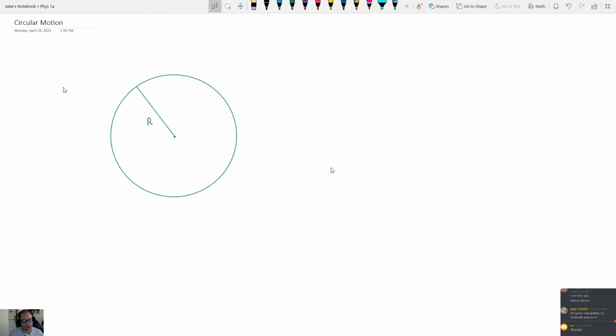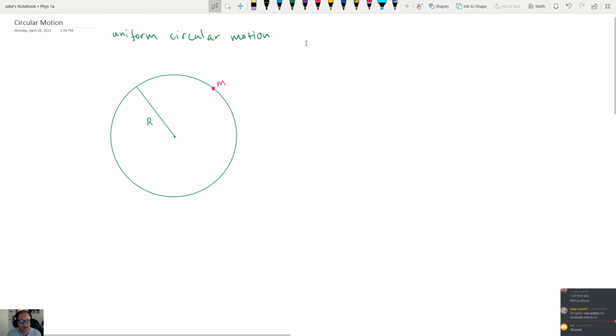Okay, so let's say we have an object that's moving in a circle. And what we're first going to talk about is called uniform circular motion. For this, imagine we have, let's say, a ball on the end of a string that's traveling in a circle. And let's say it's a horizontal circle. So somewhere here, we've got a mass, m.